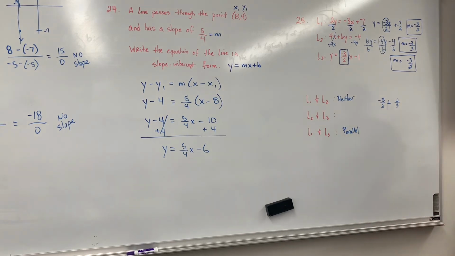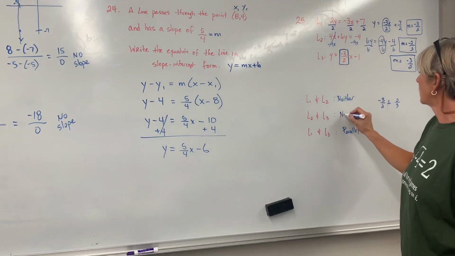And then let's look at lines 2 and 3. Same deal, right? They are reciprocals, but they're not opposite signs. So therefore, they're not the same, they're not parallel, they're not perpendicular, so they're going to be neither as well.